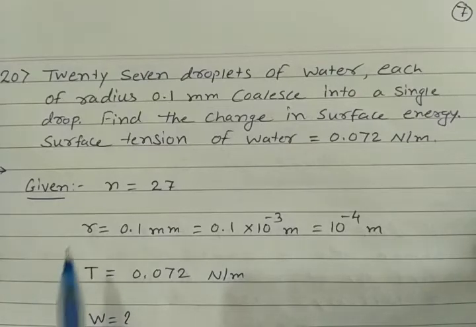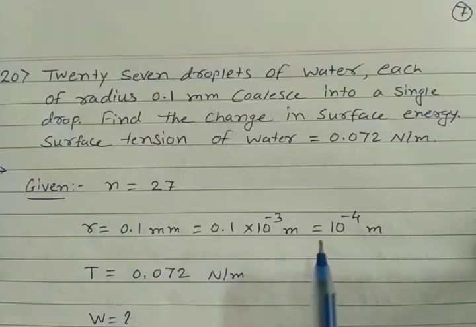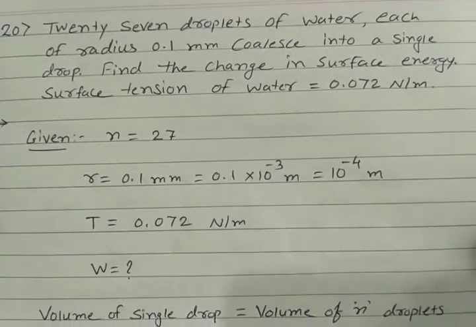So what is given? Number of droplets are 27. r is 0.1 mm and it is converted into meter. So it is 0.1 into 10 raised to minus 3 meter. That is 10 raised to minus 4 meter. The surface tension is 0.072 Newton per meter.